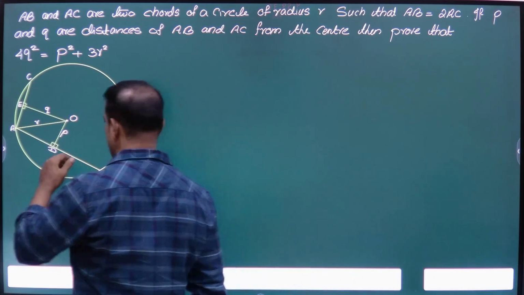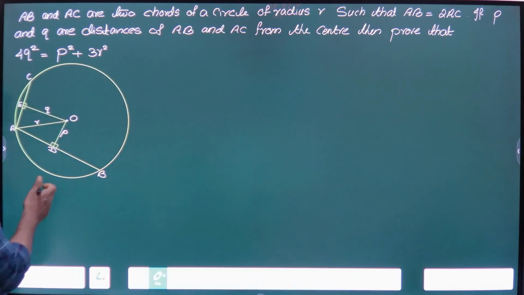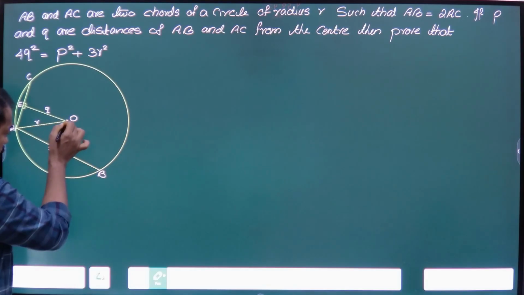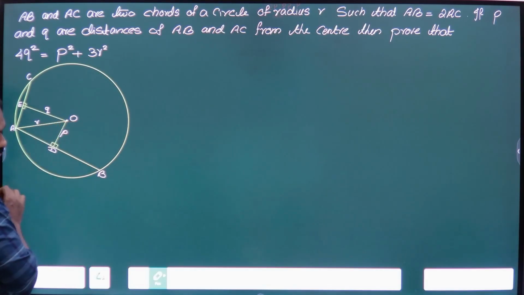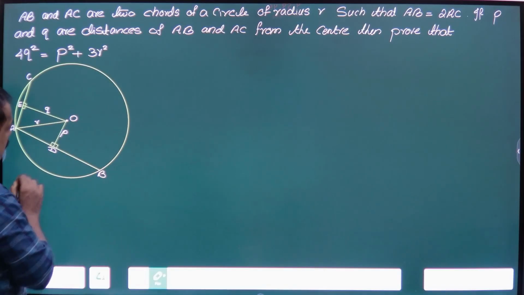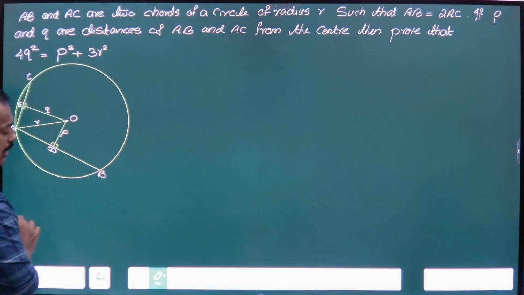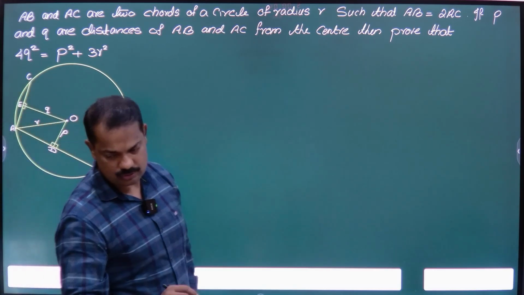Write down below this statement: OD is equal to P, OE is equal to Q, OA is equal to R. To prove: 4Q square is equal to P square plus 3R square.